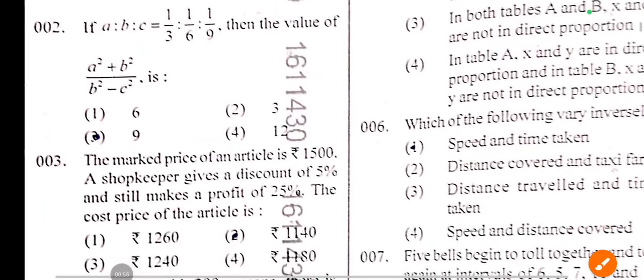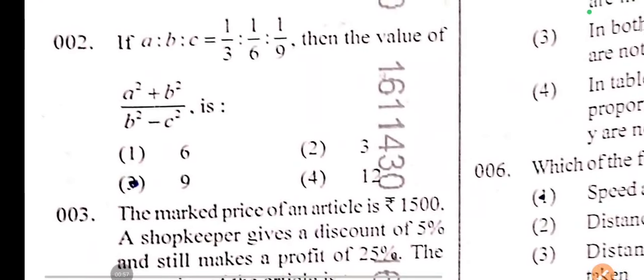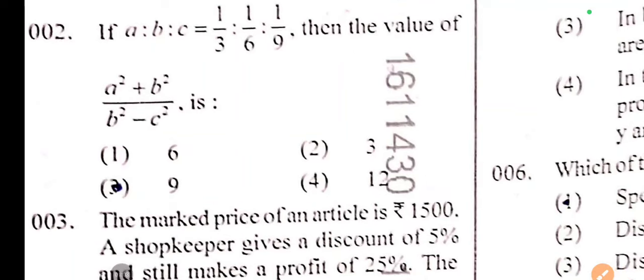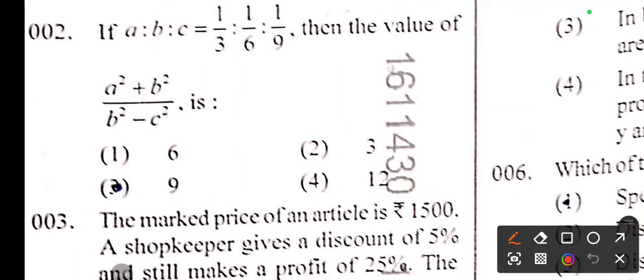Second question. If A : B : C = 1/3 : 1/6 : 1/9, then the value of (A² + B²) / (B² − C²) is option 3, 9.